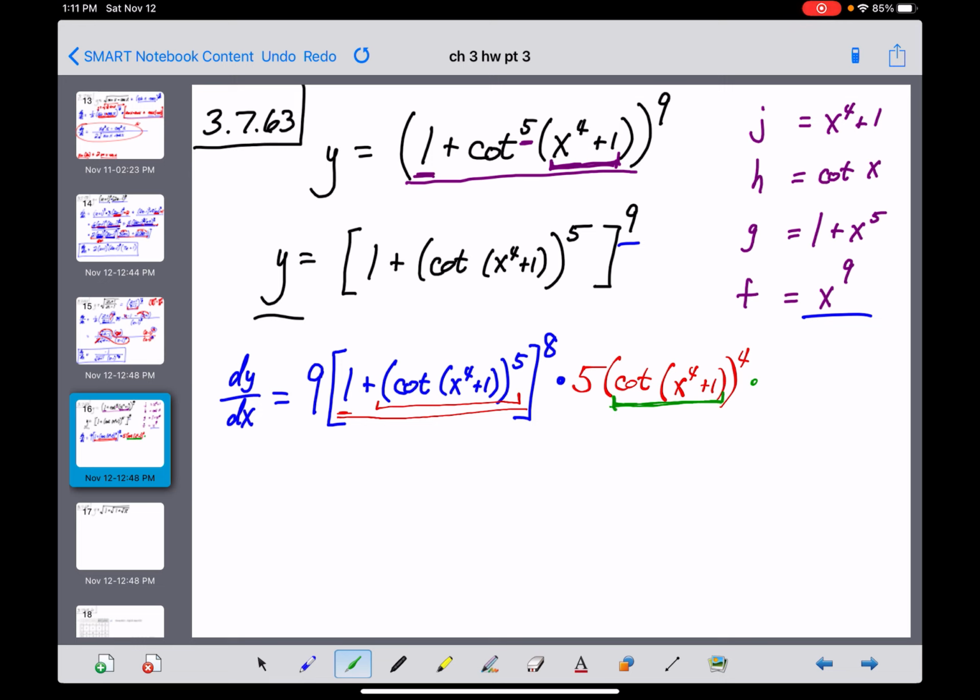So how do we take the derivative of cotangent of an angle? That is going to be the opposite of cosecant squared of the same angle. So this is, I'm going to move down here, guys, the opposite of cosecant squared of the exact same angle now, which is x to the fourth plus 1. All right, still going, and guess what?